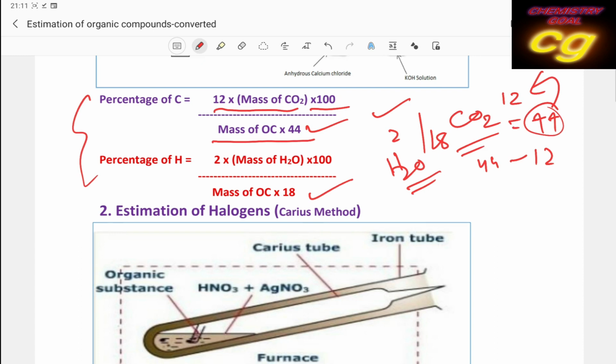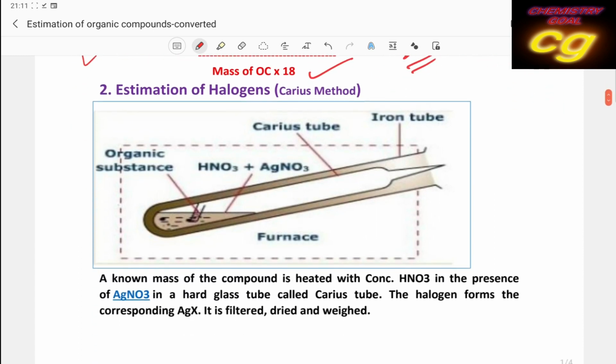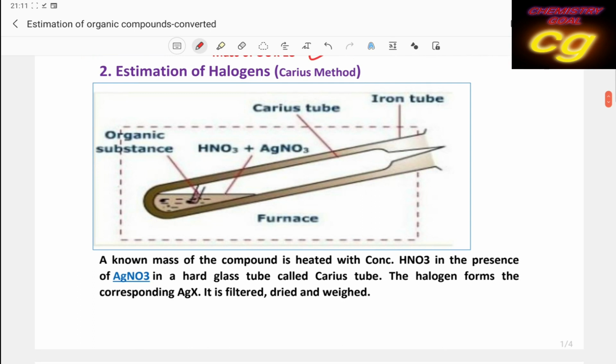Then the second step is estimation of halogen in organic compound. We know halogens are generally chlorine, bromine and iodine, because fluorine is very reactive. Generally fluorine cannot be considered in this method, so it is studied separately. So chlorine, bromine, iodine can be estimated by a common method, that is called the Carius method. The method name is Carius method.